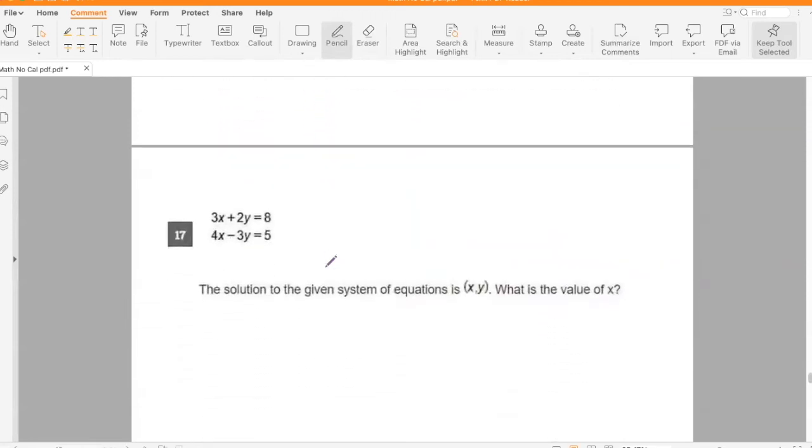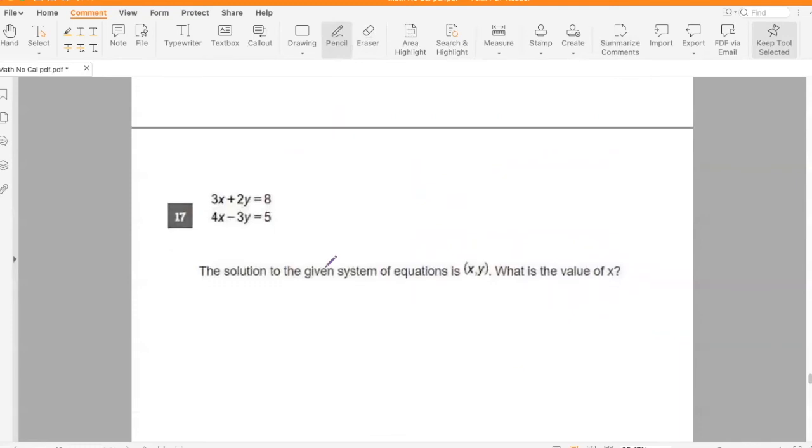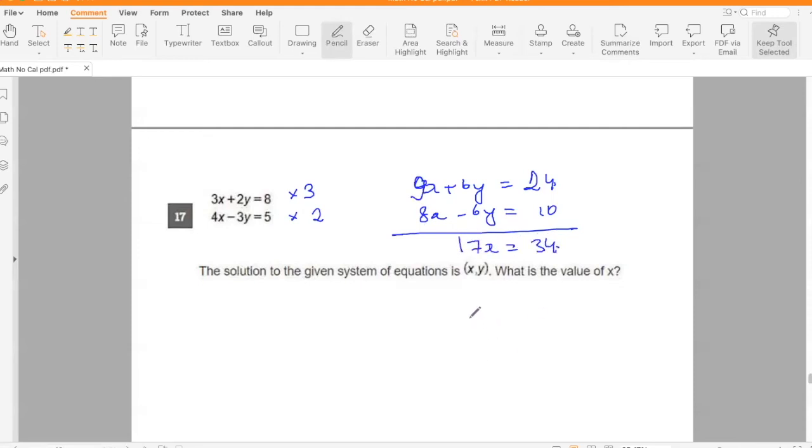The solution to the given system of equations is (x, y). What is the value of x? Okay, so let's multiply this by 3 and this by 2 to get rid of y. So 9x plus 6y is 24 and 8x minus 6y is 10, right? So when I add them, I get 17x is 34. So x is 2.